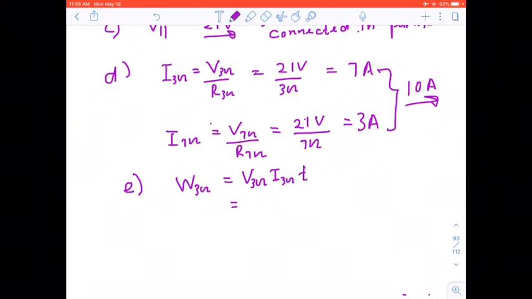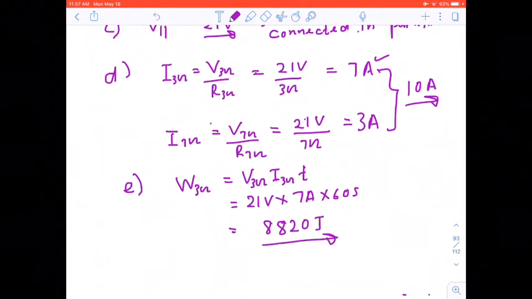which would mean we've got the voltage across the 3 ohm resistor is 21 volts. And what's the current in the 3 ohm resistor? It's 7 amps, as indicated there. And what's the time we're looking at? 60 seconds, which is equal to 1 minute. So what's the work done? The work done in the 3 ohm resistor is 8820 joules. That is the amount of work being done by the battery on the 3 ohm resistor.